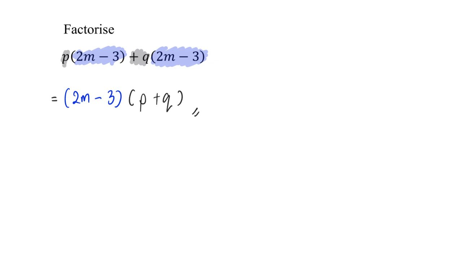And this will be the factorized form. And if I were to expand this out, P times 2n minus 3, I get back my P bracket 2n minus 3. Q times 2n minus 3, I get back my positive Q bracket 2n minus 3. So we are correct. Let's move on to the next question.